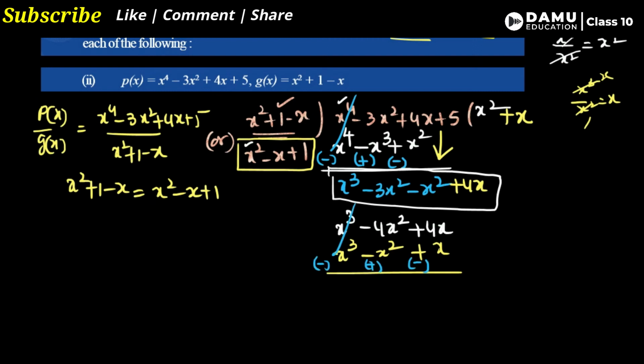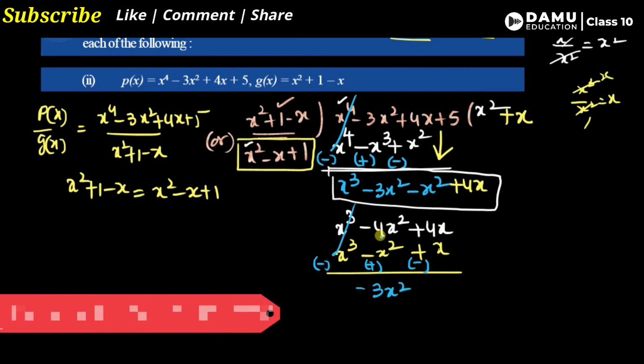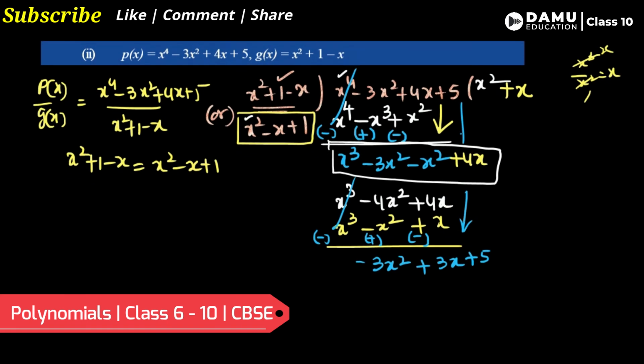So plus x cube minus x cube will cancel. Here minus 4x square and plus x square gives minus 3x square. Why? Because minus 4 plus 1 is minus 3. Then again, here plus 4x and minus x, so that is plus 3x. Again we take down 5, so plus 5. Next, we take minus 3x square. For this, what will we take? Minus 3x square is the first term in this.